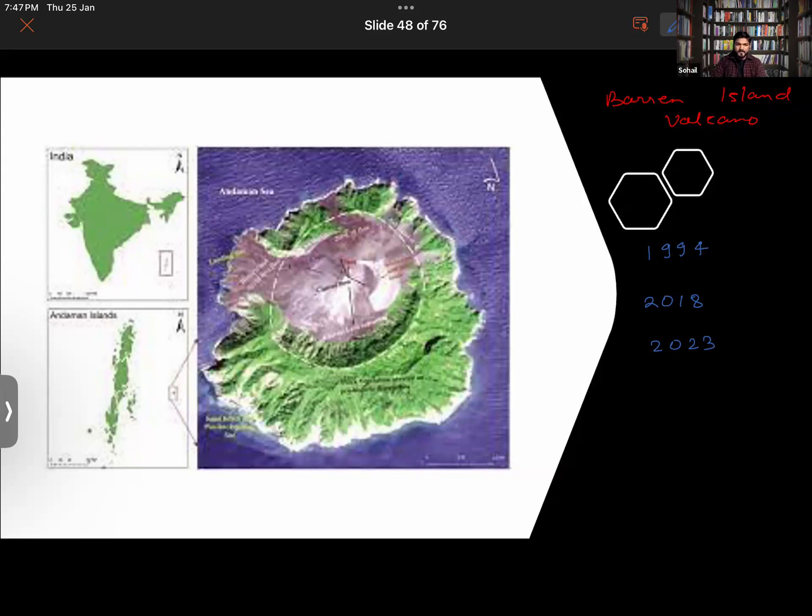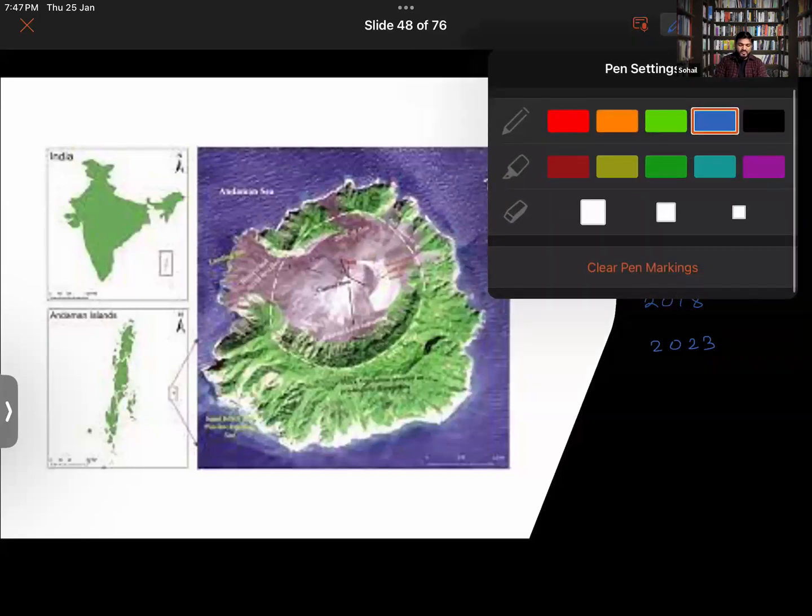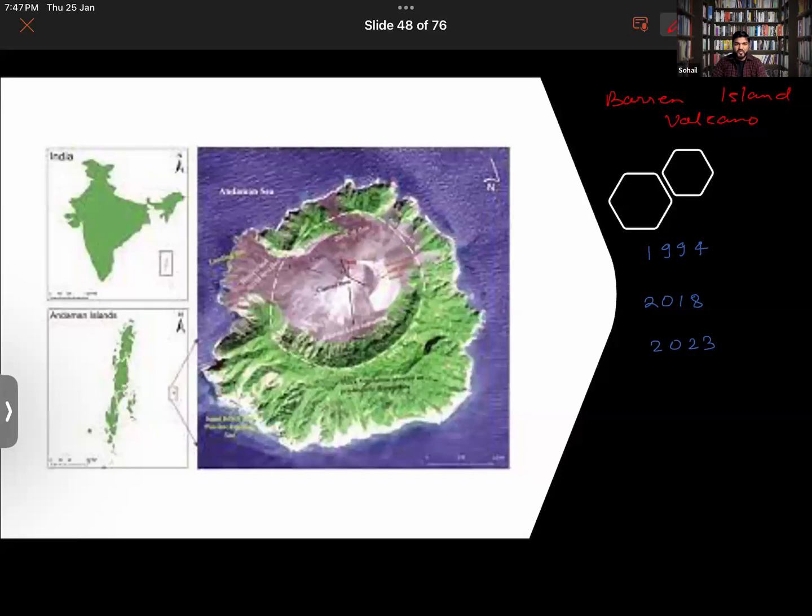Do volcanoes in islands cause tsunamis? No, I don't think volcanoes can cause tsunamis. Volcanoes do not cause tsunamis. Earthquakes do. An earthquake inside the ocean can cause a tsunami.